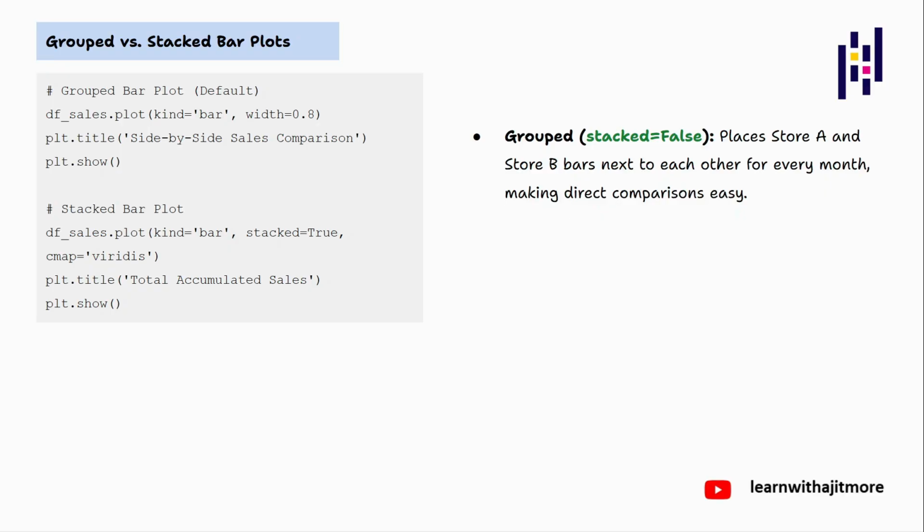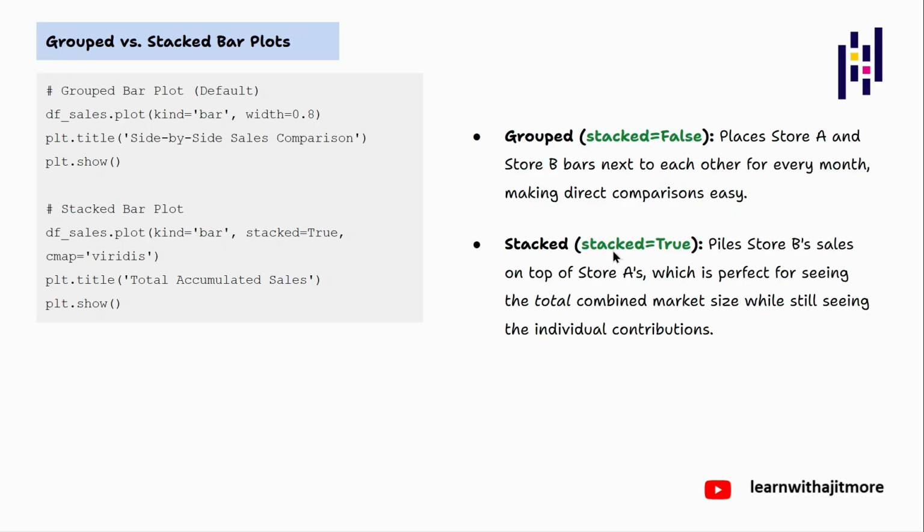And if you want the total of all the 3 bars for Jan, all the 3 bars for Feb, then you can go for stacked. When you write stacked equal to true, it will pile up all the bars one above another. So pile store B sales on top of A. So first A sale, above that B, above that C. With this, we'll be able to get the total sale of all the stores each month, which is perfect for seeing the total combined market size while still seeing the individual contribution. Means each store contribution also and the total sale done by all the 3 stores.